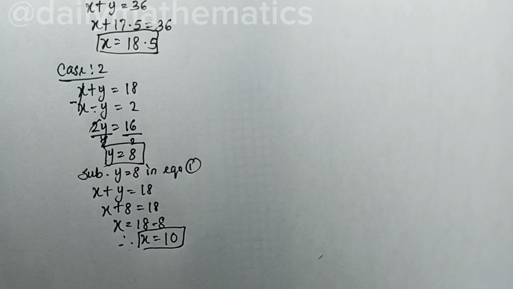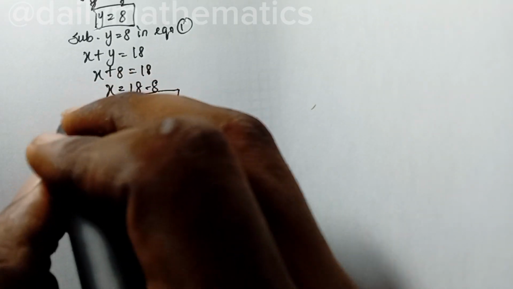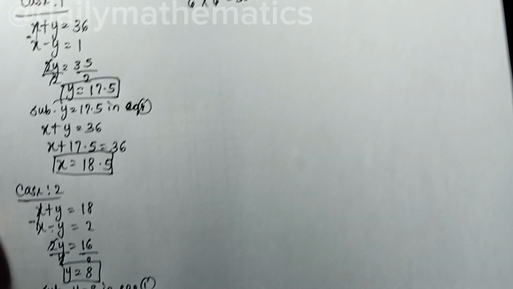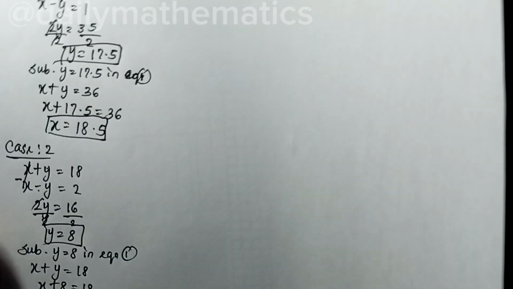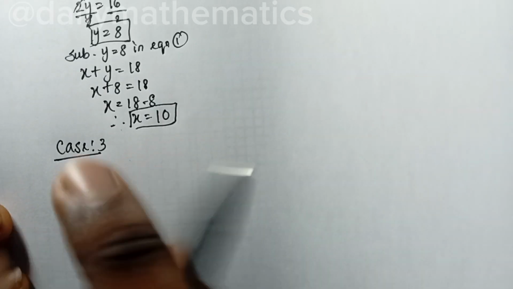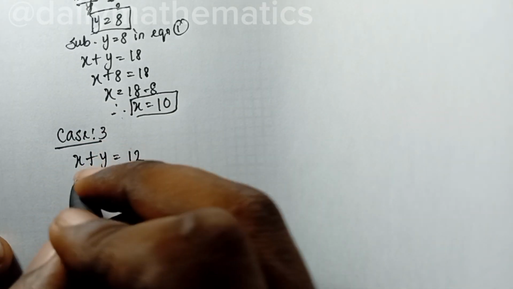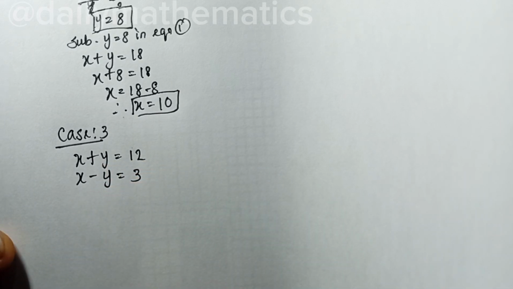How about case 3 of the work? For case 3, the second case, which is here, we have 12 and 3 as the factors of 36. So we have case 3: x plus y equals 12, and x minus y equals 3. So how do we go about this?